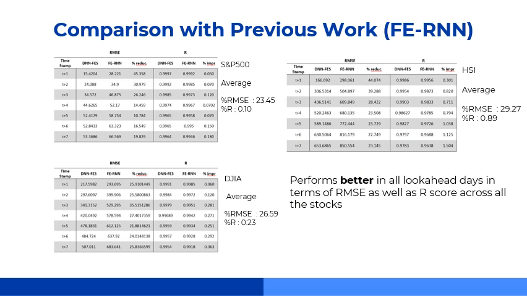We also compare the performance of FE-RNN, which is the work done by the previous year FYP student, James. We have replicated the exact same experiment setup with the only change of using FOLE. On average, there is a reduction of 23.45% of RMSE in S&P 500, 29.27% in HSI, and 27% in DJIA. In terms of R-score as well, there is an increase by 0.1 for S&P 500, 0.9 for HSI, and 0.23 for DJIA. We conclude by stating the limitation and the summary of the research work.